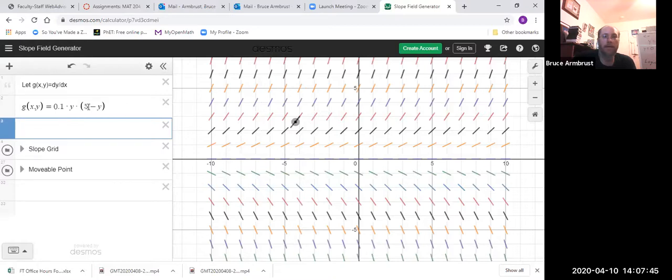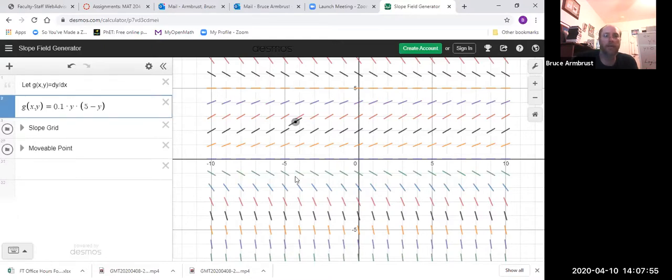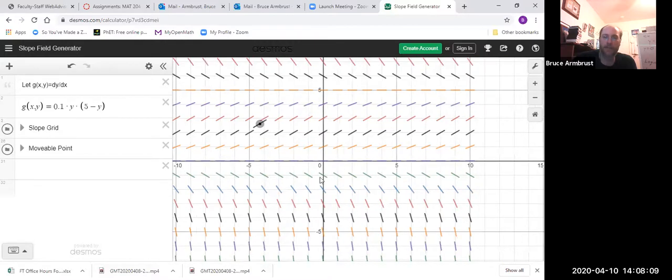Except that didn't do what I wanted it to do. Oh, there it goes. I think it was just slow. All right, so there is our slope field then for 0.1 times Y times 5 minus Y. All right, so let's just look at this slope field and talk about what this means in terms of, say, population growth and initial values and all that.